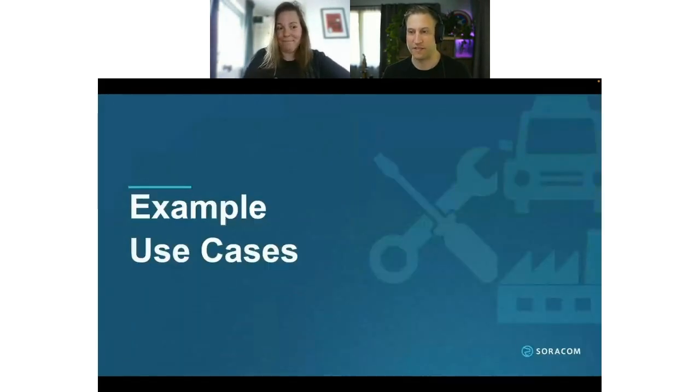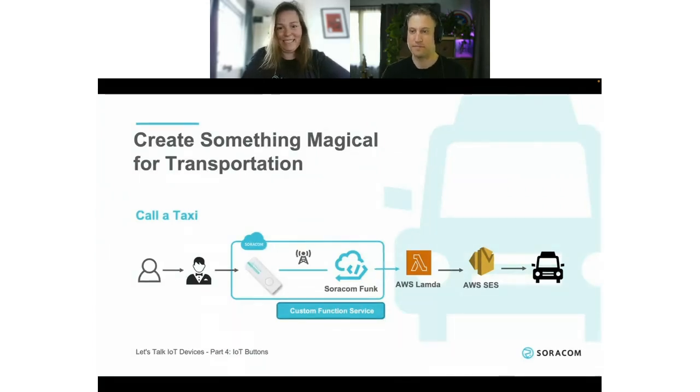All right, the use cases. I actually think these are pretty cool. Let's go ahead and start with transportation. Yeah, let's look at transportation. And this is where you have, for instance, a person who has just finished his meal at a restaurant. Let's assume that his phone is dead, so he cannot call an Uber. Instead, he notices that there is a Soracom button attached to the reception table of the restaurant. And there is a little sign under it saying, call a taxi.